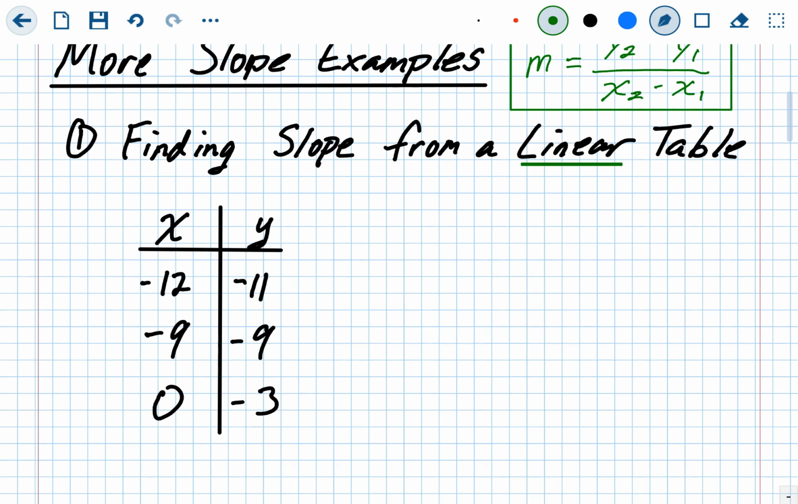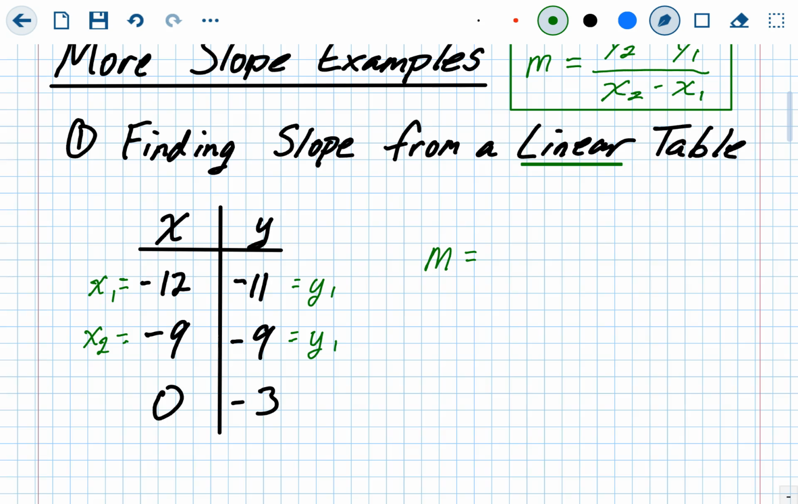It'll be your x1 and your y1 and your x2 and your y2. So what we could do is we just pick the first 2 points. Let's say x1 is negative 12, x2 is negative 9. And remember they have to match up, so y1 has to be negative 11 and y2 has to be negative 9. Okay, plug them into the formula.